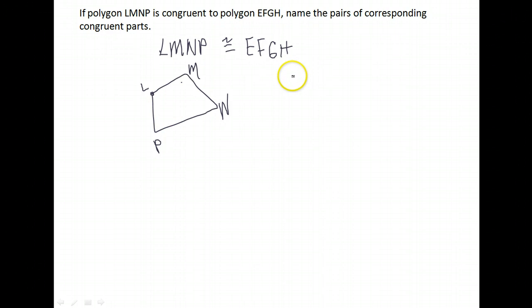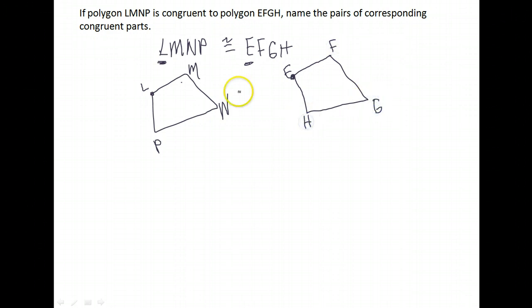Now let's draw its corresponding congruent figure. I'll do my best to draw one that looks exactly the same. Start in the same place. My first letter L was the top left-hand corner. This first letter E should be in that same place. They're corresponding. And then go the same direction. I went to the right as I wrote my name down, so I'm going to go to the right.